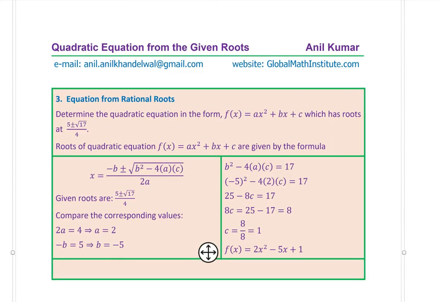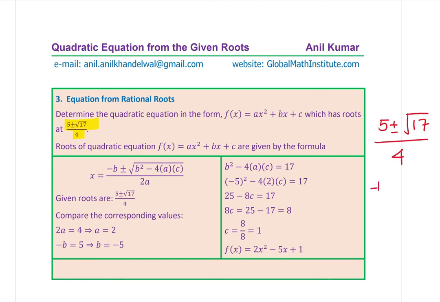Now note here, the question is, determine the quadratic equation in the form f of x equals ax squared plus bx plus c, which has roots 5 plus minus square root of 17 over 4. So when you see such a root, 5 plus minus square root of 17 over 4, right? This reminds you of minus b plus minus square root of b squared minus 4ac over 2a. Do you see that coincidence? Oh, this is not a coincidence. We know about this formula, correct? Now, this formula can give us direct values of a, b, and c, and therefore the quadratic function.